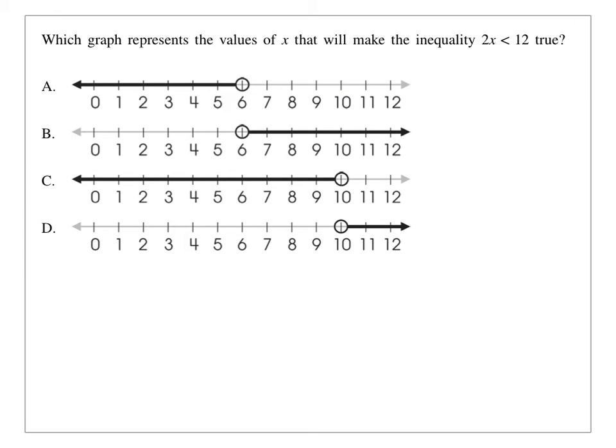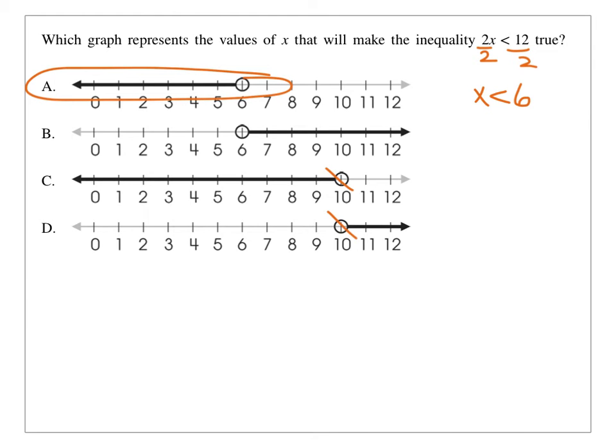This one, we're solving through division, dividing by 2 on both sides. I get x is less than 6. So let's see, it's not 10. I didn't solve through addition or subtraction. I solved through multiplication, and x is less than 6 would be this one.